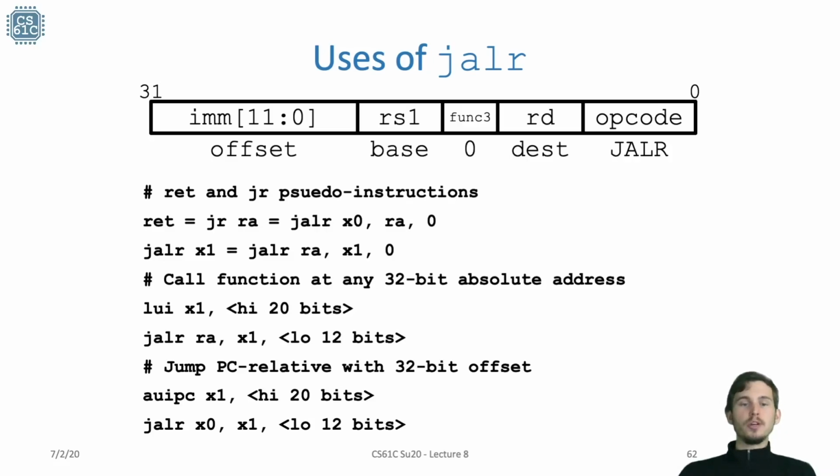So this can be very useful as well, and JALR is in general a very useful function that you will definitely end up using if you are writing functions in RISC-V.